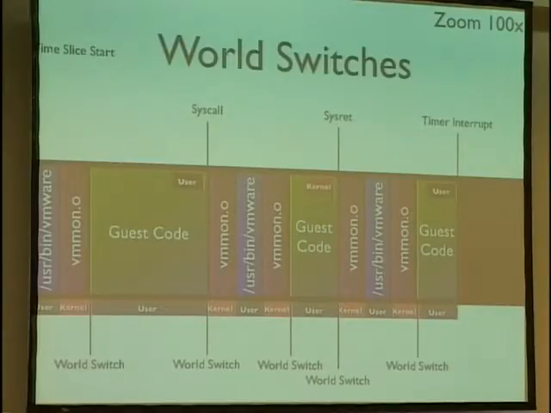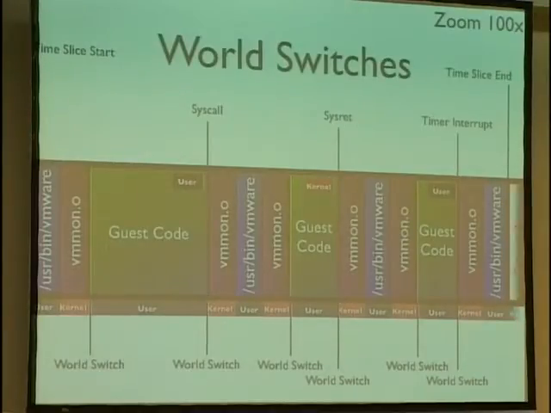So let's say at the end of this time slice, we have another timer interrupt, which is supposed to run the base operating system scheduler again. This will again result in a world switch. Kernel module will hand it up, and it will in the end be handed to the system scheduler, which means the end of our time slice.